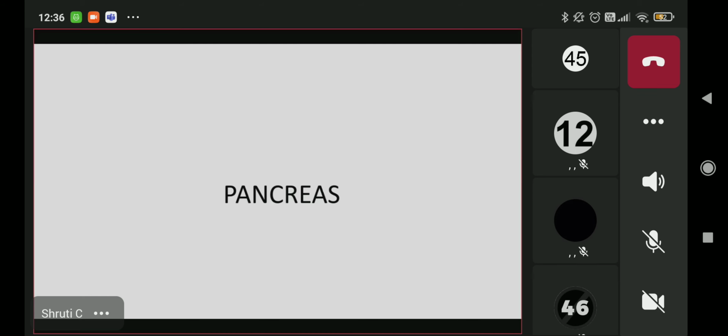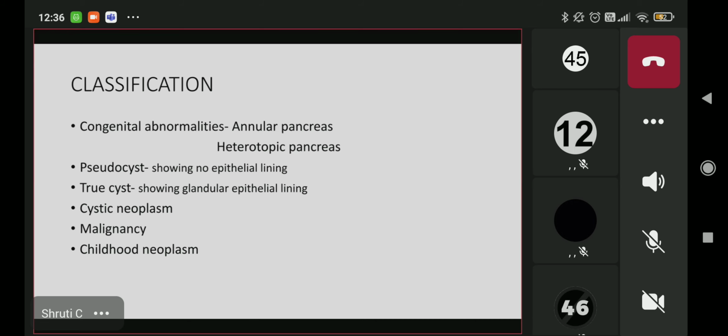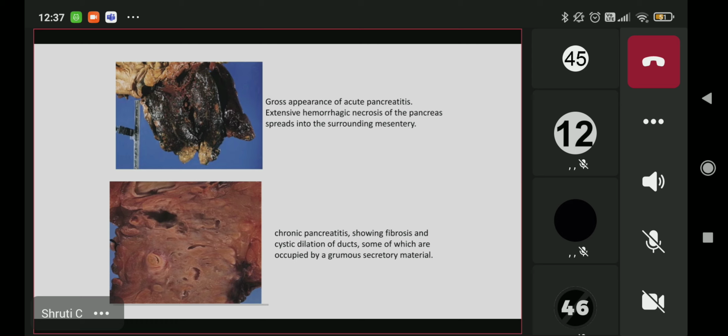In this section, we'll be dealing with pancreatic cancer. But to start with that, I would just like to classify the lesions which can occur in the pancreas. Basically, congenital abnormalities can be present like annular pancreas or heterotopic pancreas, or they could be cyst formation, whether it be a pseudocyst or a true cyst. And then there are proper cystic neoplasms, malignant lesions, which I'll be telling you in this lecture, and childhood neoplasm, that is pancreatoblastoma.